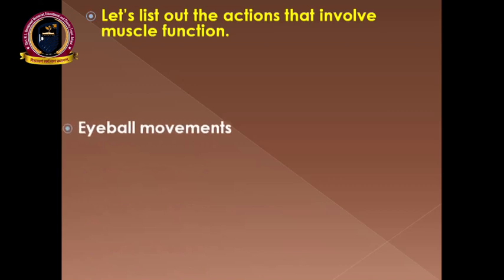Eyeball movements. Our eyeballs are connected to the bony socket inside, that is the orbits, by muscles. There are different muscles which help our eyeball in movement so that we can turn our eyes up and down and sideways. So eyeball movements also involve the muscles.